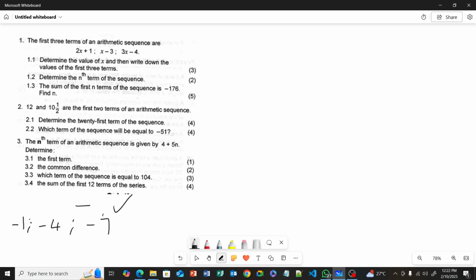Firstly, you check the difference. So the difference between the terms is minus 3, okay, which is D, and the first term, which is A, is equal to minus 1. So the nth term, meaning they are looking for a general formula of Tn, which is equal to A plus (n minus 1) multiplied by negative 3.